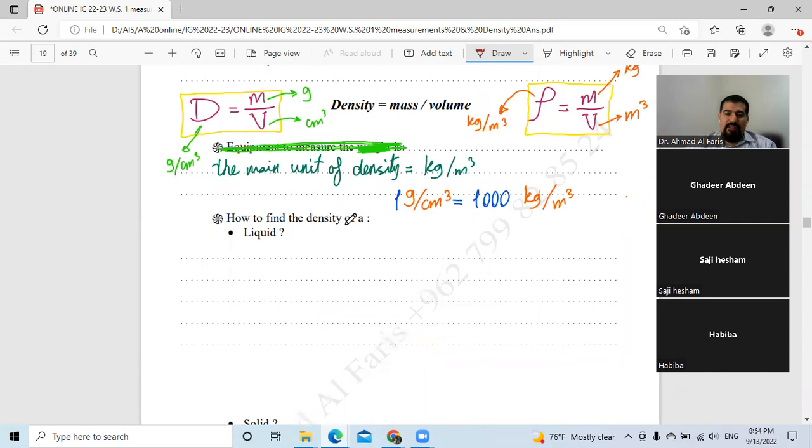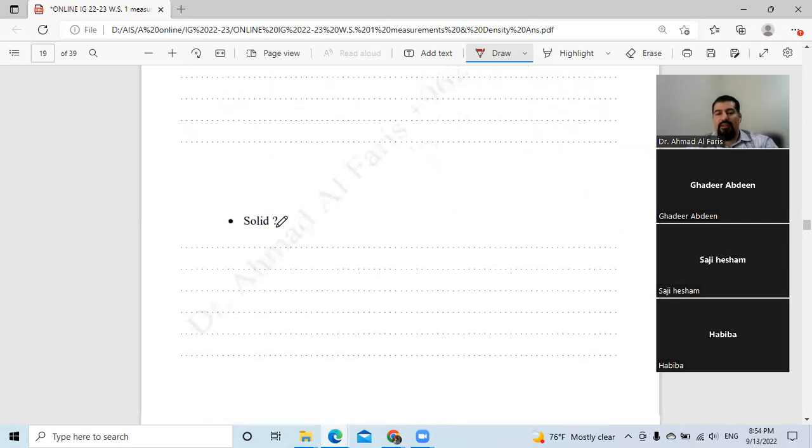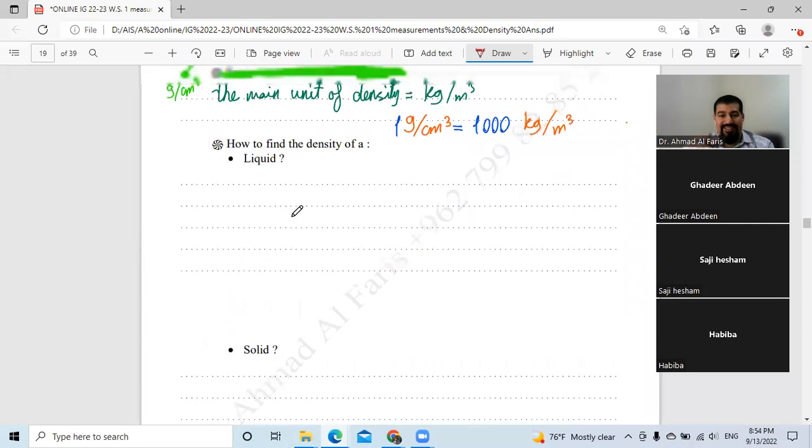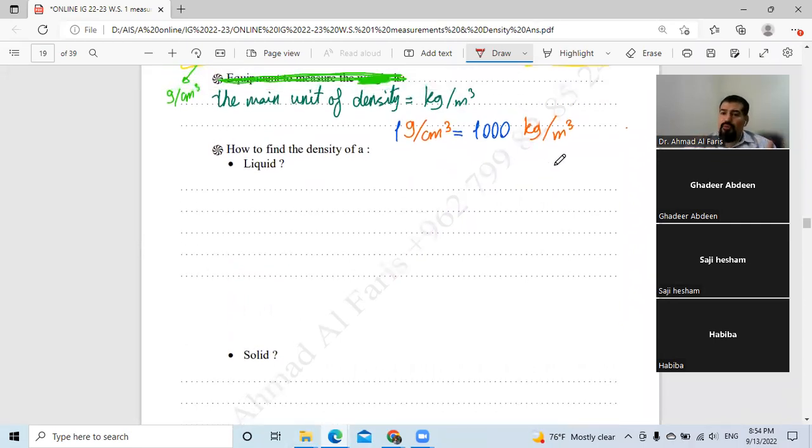How to find the density of a liquid? Who can tell me how we can find the density of a liquid? How can we find the density of a solid? Now, to find the density, we need to measure the mass and the volume, right? So let me draw for you what we need to find the density of water.